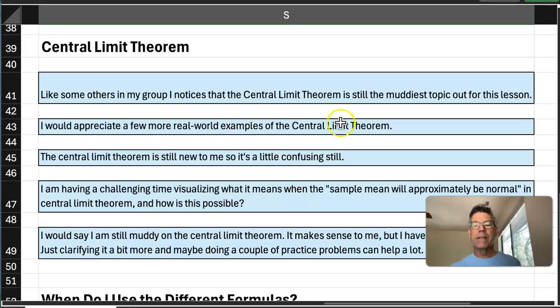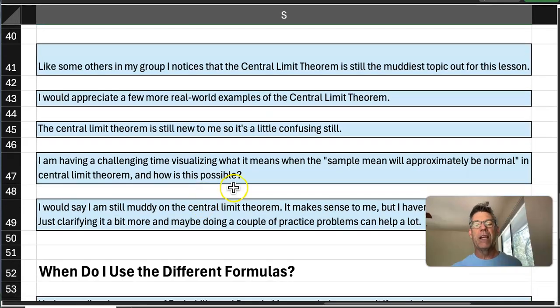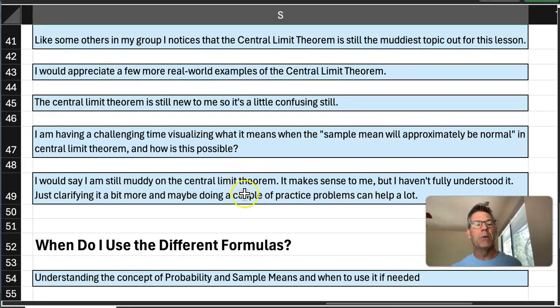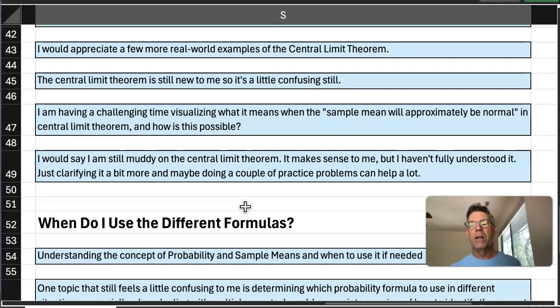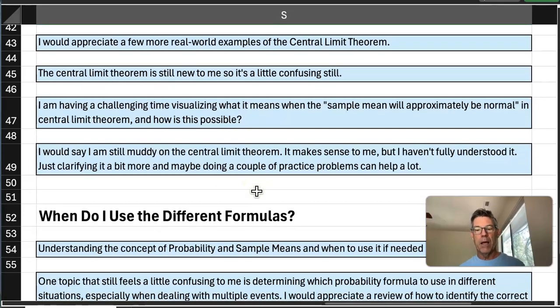So real world examples of central limit theorem, still a little confusing. Having a challenge visualizing what it means. The sample mean will be approximately normal in central limit theorem. How is this possible? And I'm just muddy on the central limit theorem. It makes sense to me, but I haven't fully understood it. Just clarifying a bit more. Maybe doing a couple more practice problems can help a lot.